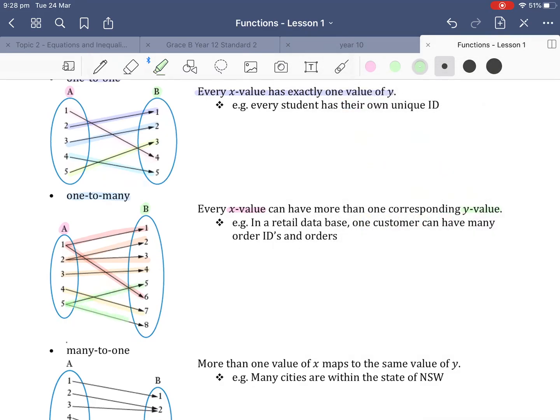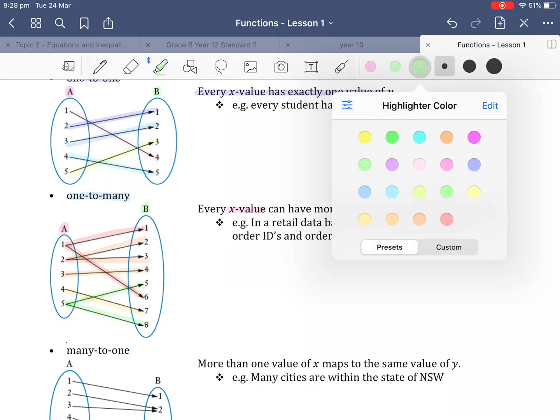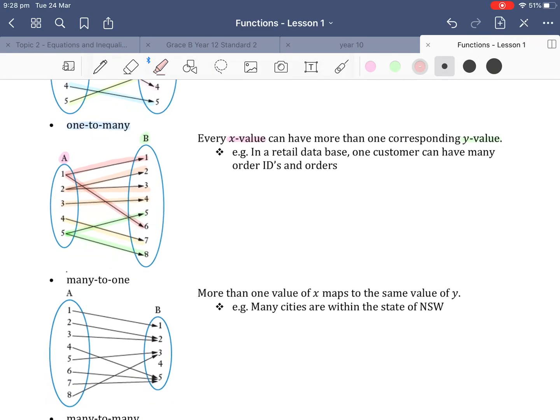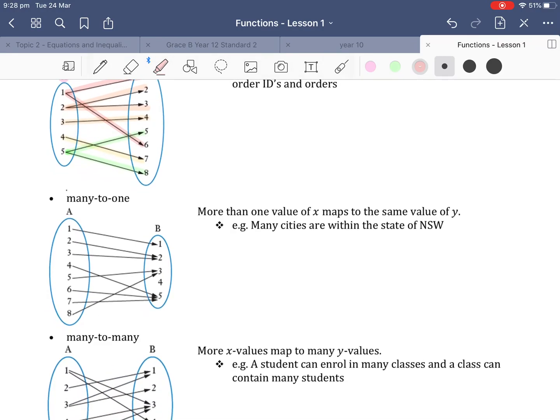And like I said before, our x value of 5 has two y values of 5 and 8. An example of this is in a retail database, where one customer can have many order IDs and orders. So if you ever work in retail, you will see this. The next relation we're moving on to is many to one. It says that more than one value of x maps to the same value of y.